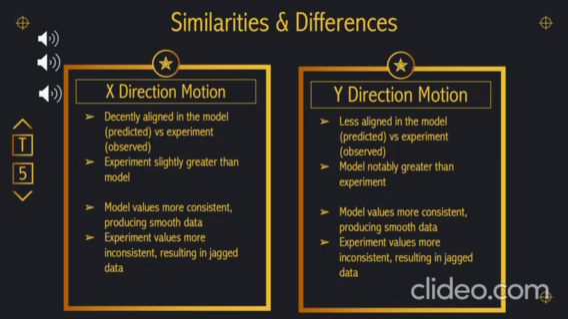On the contrary, in the y direction, the model had noticeably greater values than the experiment. For both the x and the y direction motion, model values were more consistent, thus producing smoother data. However, also for both y and x directions, the experimental values were more inconsistent, resulting in jagged data.